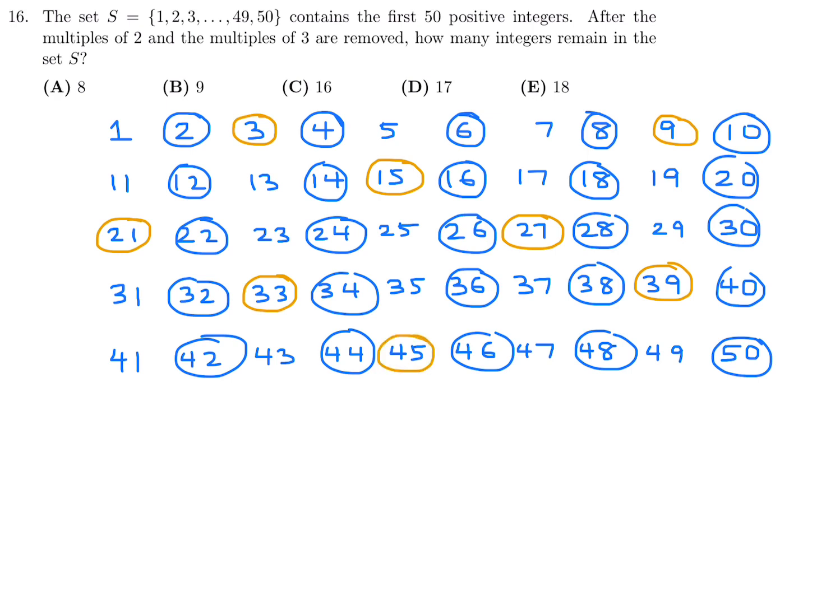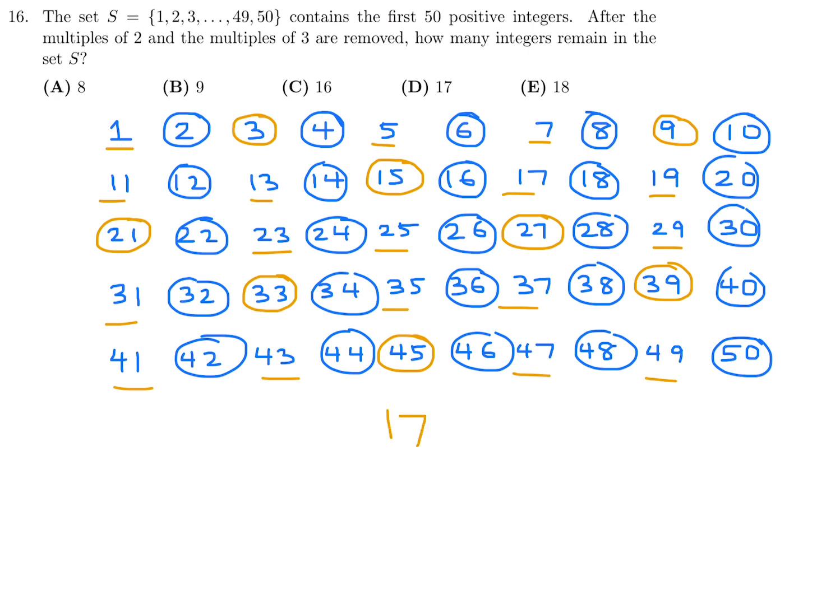Okay. So any number that has not been circled, those are the numbers that remain. And let's count them. 1, 2, 3, 4, 5, 6, 7, 8, 9, 10, 11, 12, 13, 14, 15, 16, 17. So 17. That's the answer.